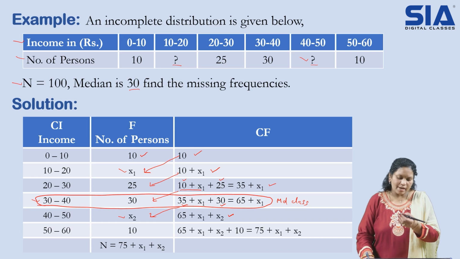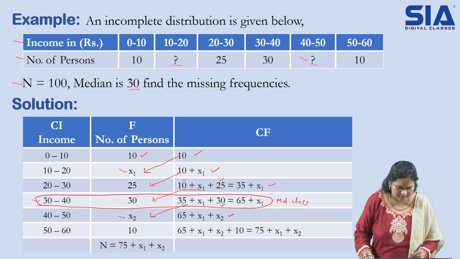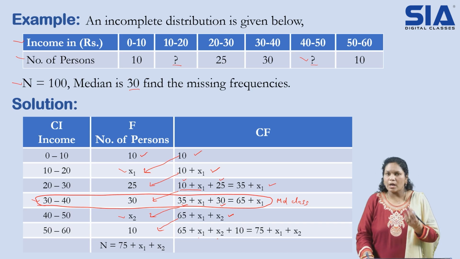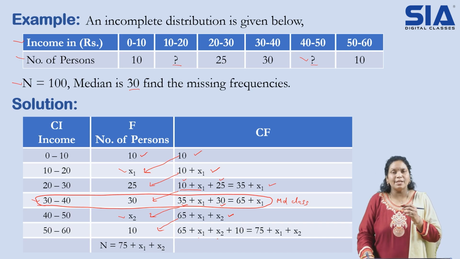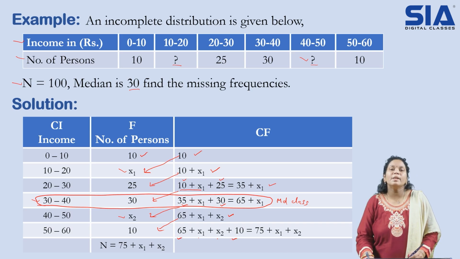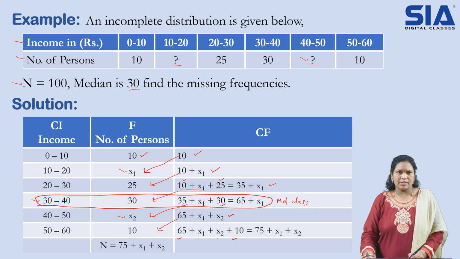Now that particular value we have to add to the next frequency. So that is 65 plus x1 plus x2 plus 10. Now again two values we got, we can add them up. 65 plus 10, you will get 75 plus x1 plus x2. So this is how we have obtained the cumulative frequency column.